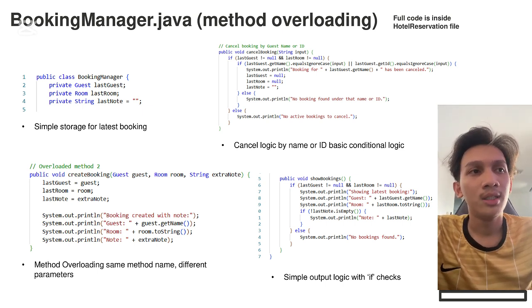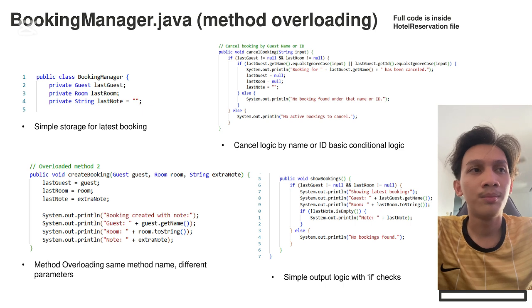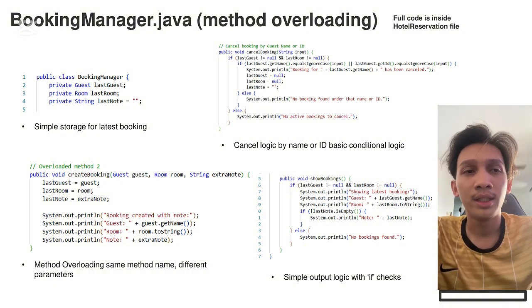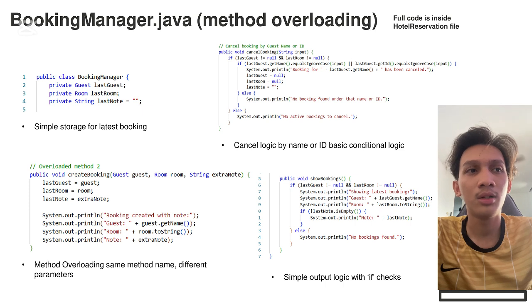And then for the method members, public void cancel booking. This method will check the booking by comparing the name or the ID of the guest. If the booking exists, it will show the booking has been successfully cancelled, or else it will print out no booking found. And then lastly, the class and object.